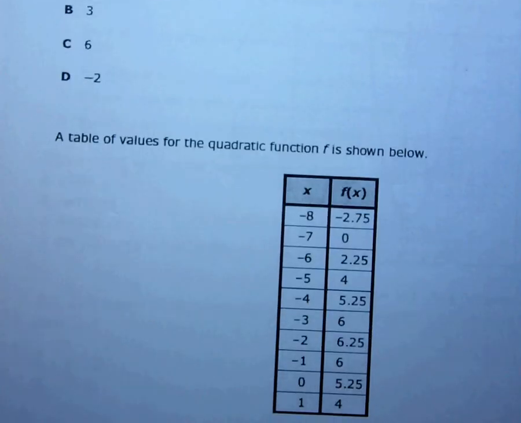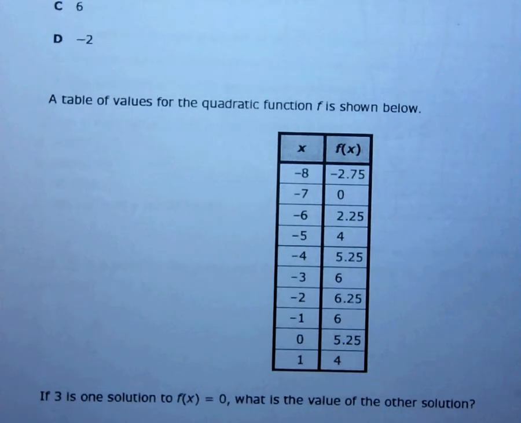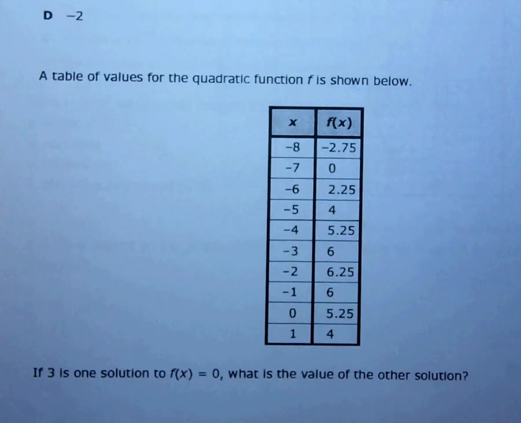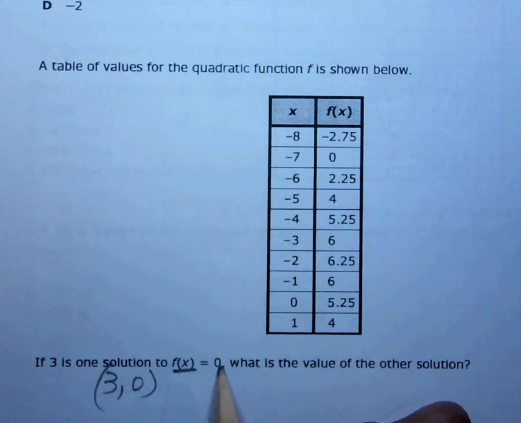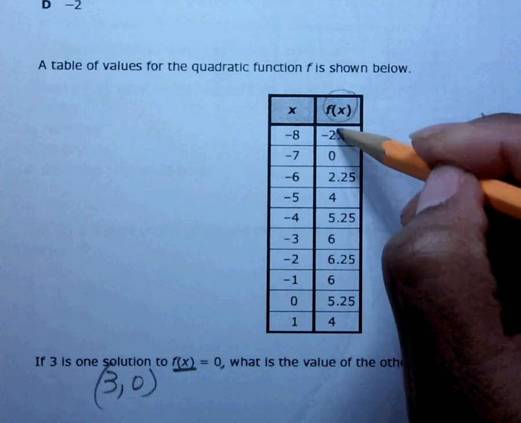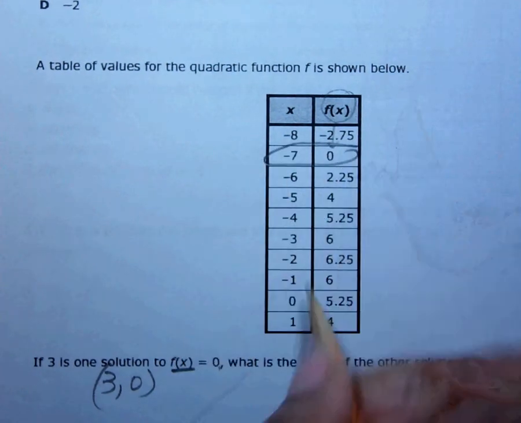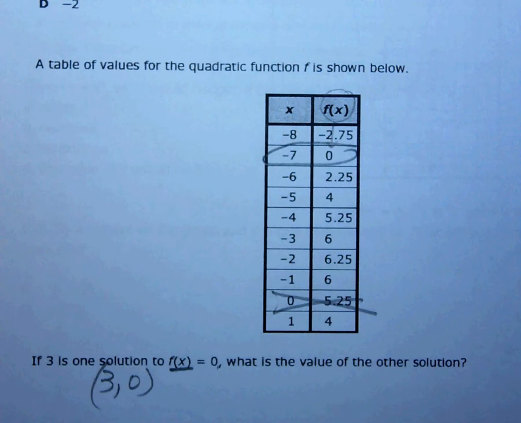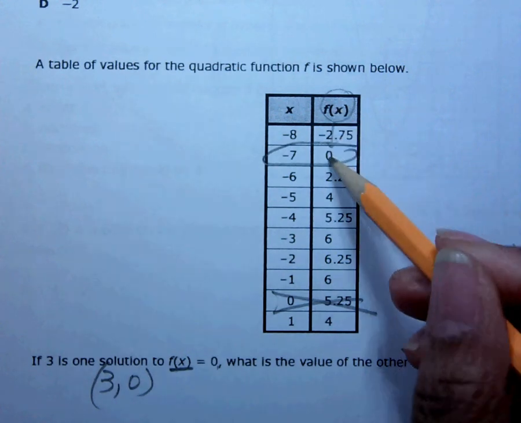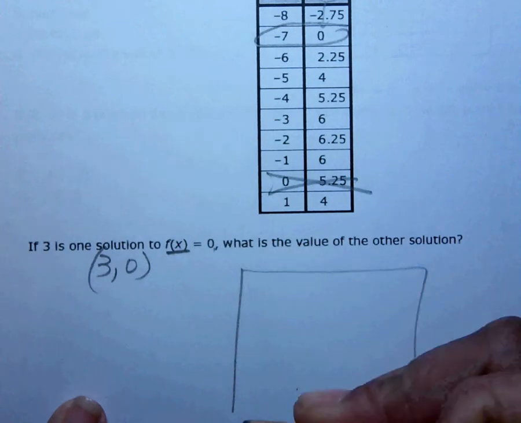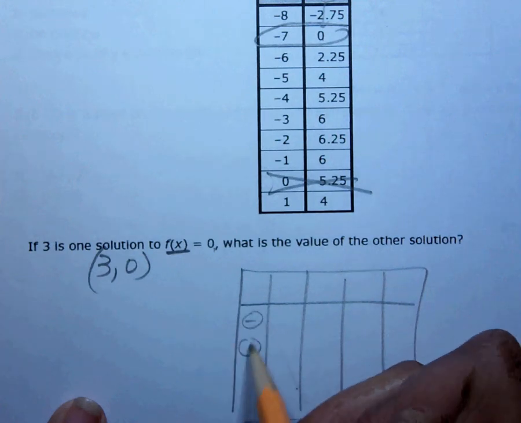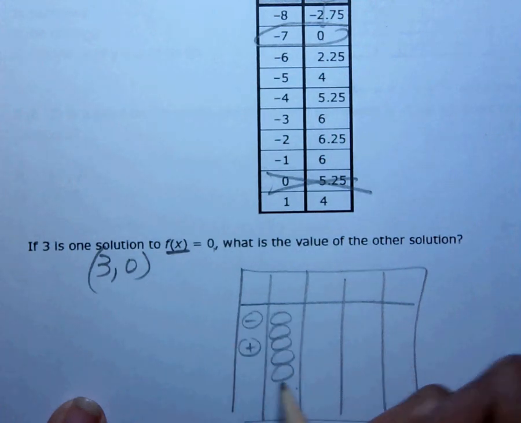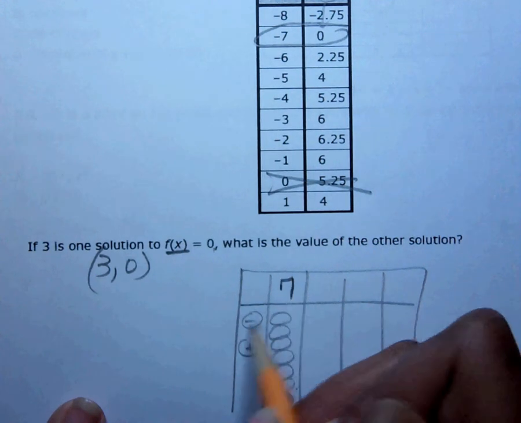So the next question, same exact question. The table of values for the quadratic function f is shown below. It wants to know if the first solution is (3, 0), what's the next solution? Well, we know that f of x needs to equal 0 this time. And when is f of x equals 0? Right there at negative 7, not 5.25, because f of x has to be 0. So the answer for this one would be negative 7. And I'm imagining that you would probably have to fill out a griddable. It's a 1, 2, 3, 4, 5, 6, 7. So this would be my 7, and this would be my negative.